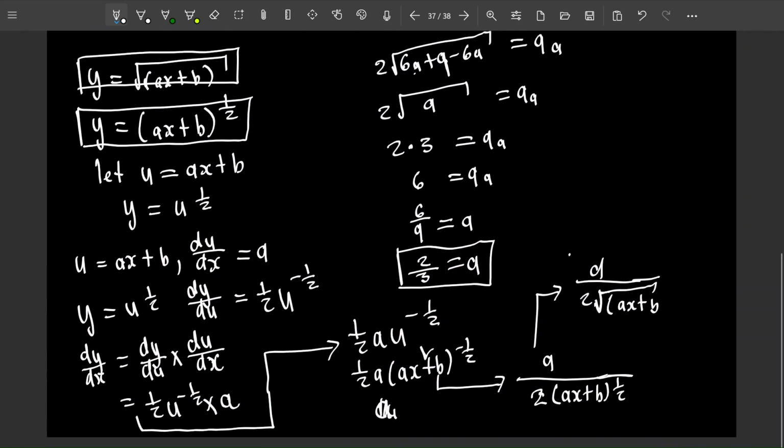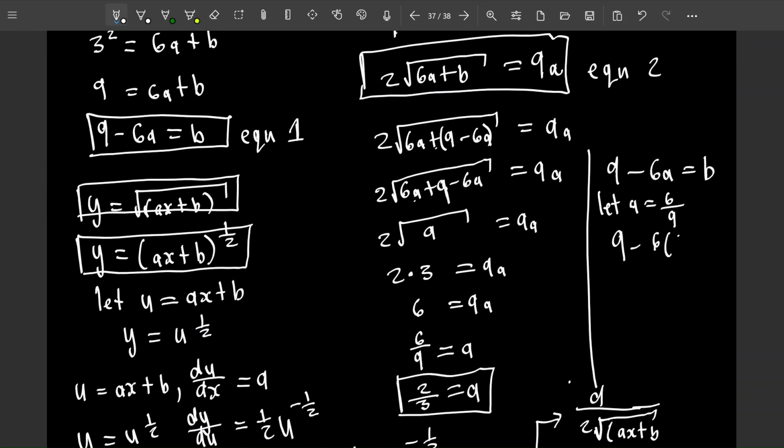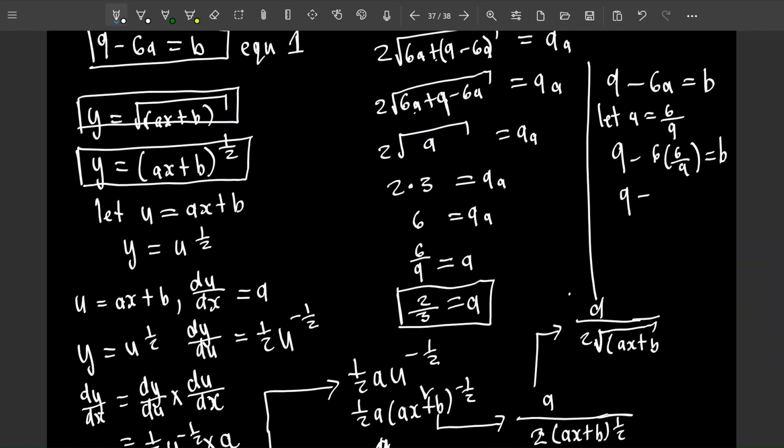And then to get your b, you just go back to equation 1 and say 9 minus 6a is equal to b. Then I can say let a be equal to 6 over 9. So 9 minus 6 multiplying 6 over 9 is equal to b, right? It becomes 9 minus 36 over 9 is equal to b. All right? So 9 is like 81 over 9 minus 36 over 9 is equal to b.